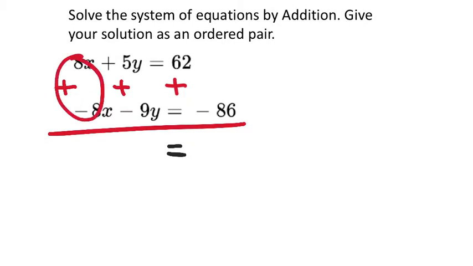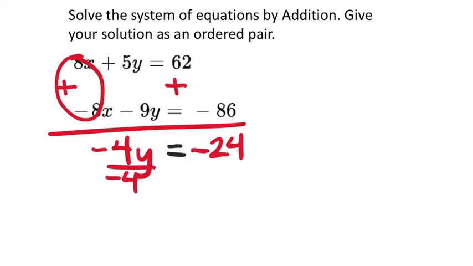It eliminates it. And then I'm just left with some y values, 5y's plus negative 9y's. Like I said before, you could make that just 5 minus 9y, and that would work. You're still going to get negative 4y either way. Then you got a 62 plus negative 86. I would just say 62 minus 86 to get negative 24 right there. And then we're ready to solve for y by dividing both sides by negative 4.